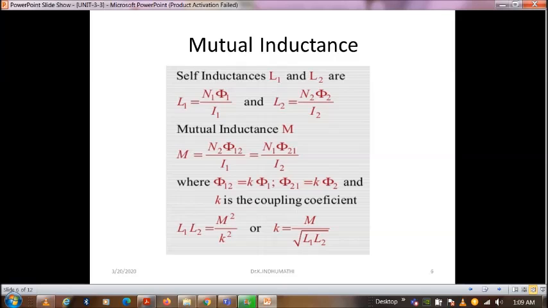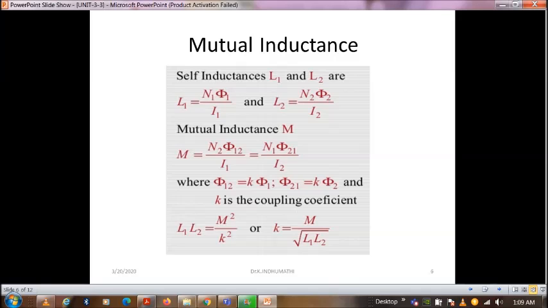But with the proportionality constants, we have phi12 is equal to k into phi1, and phi21 is equal to k into phi2, where k is the coupling coefficient. If we apply this, then L1 L2, because of the inductance present in the two coils, is M square by k square, or k is equal to M by root of L1 L2. So this is the mutual inductance.